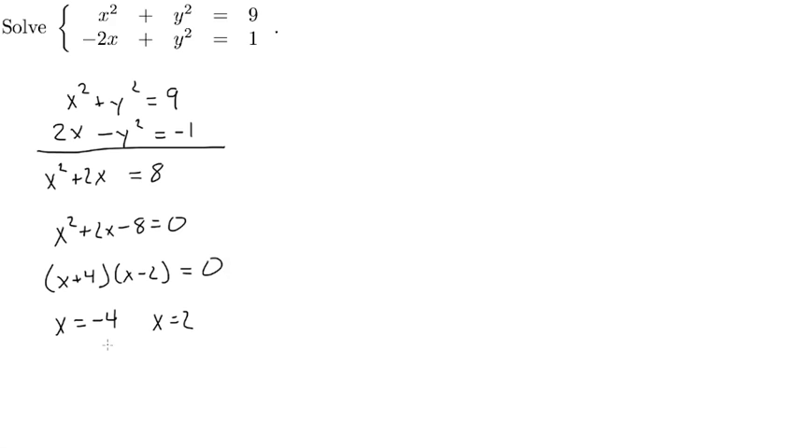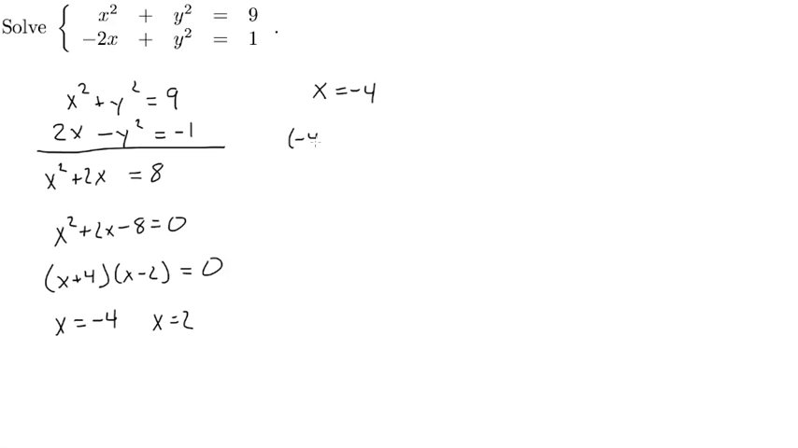Now for each of these, we need to find a corresponding y value. So remember, in order to be a solution to the system, we need values for both variables that satisfy both equations. So let's take each of these x values and plug them into one of the two equations. It doesn't matter which one. Let's take x equals -4 and plug it into the first one.